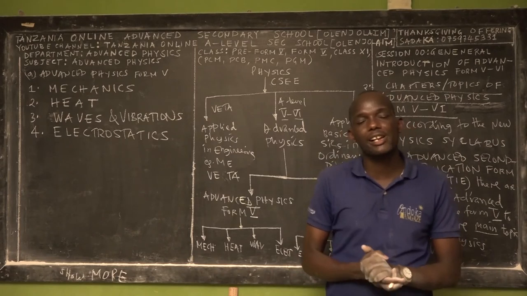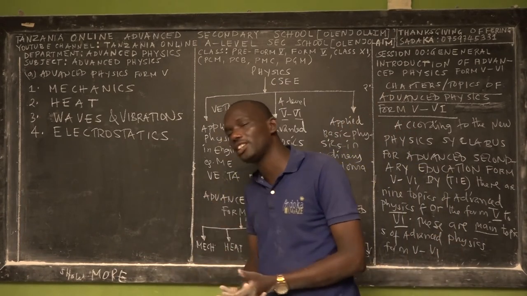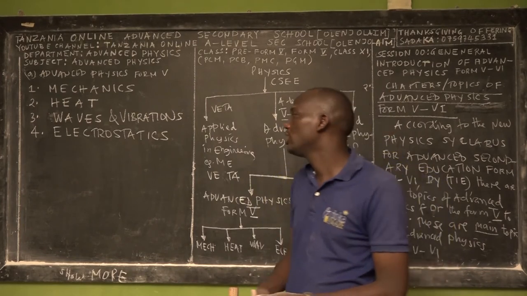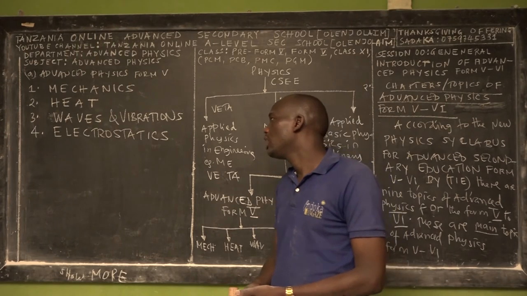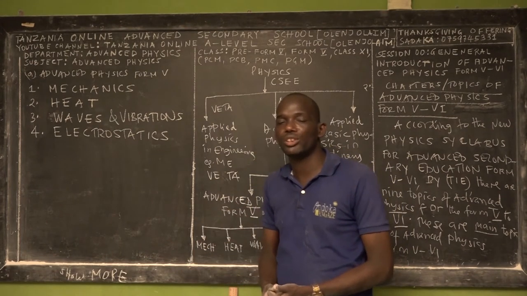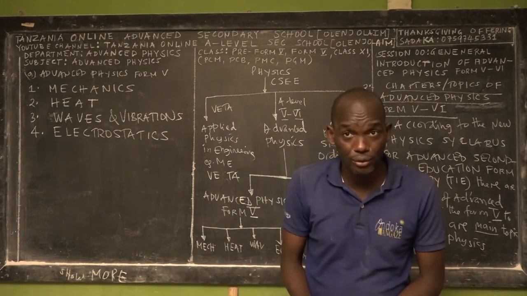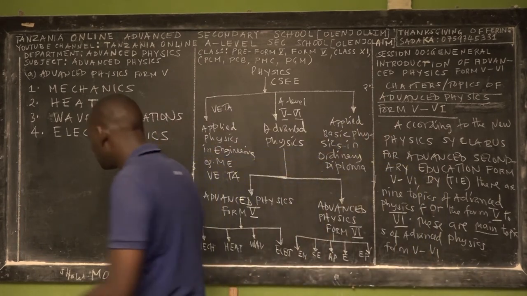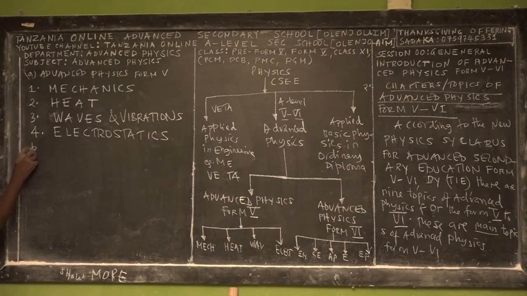Electrostatics itself breaks down into five topics. The first one is the general introduction to electrostatics. The second one is electric force. The third one is electric field. Then electric potential, and the last one is called capacitance. Wonderful. Okay. So these are the main topics of Advanced Physics Form 5.